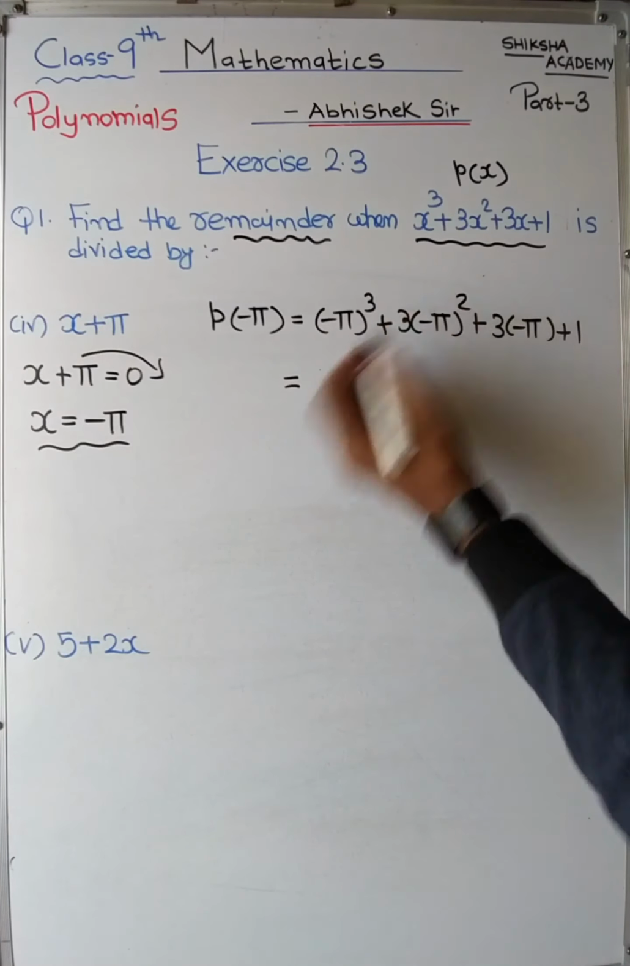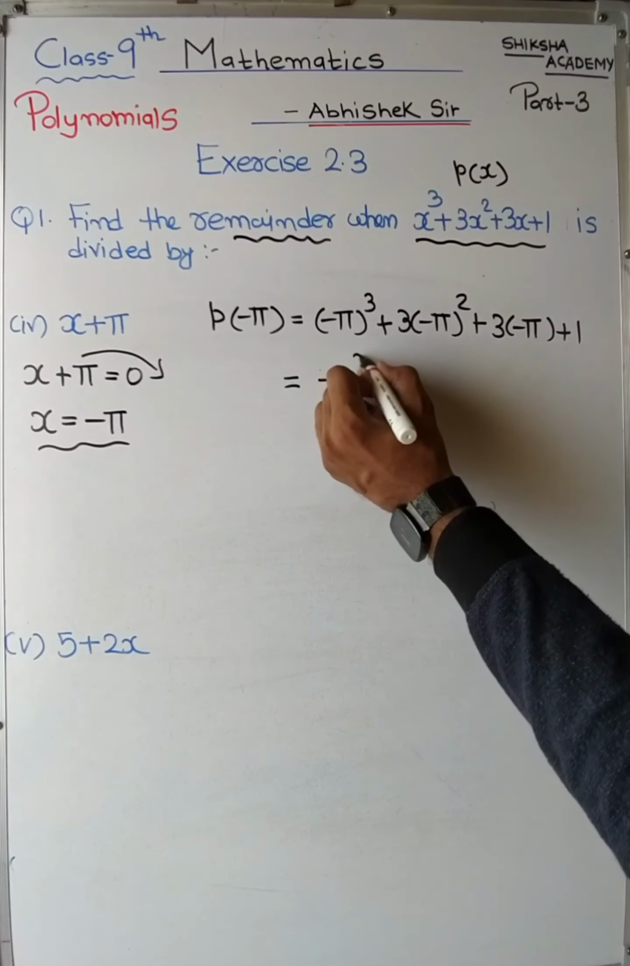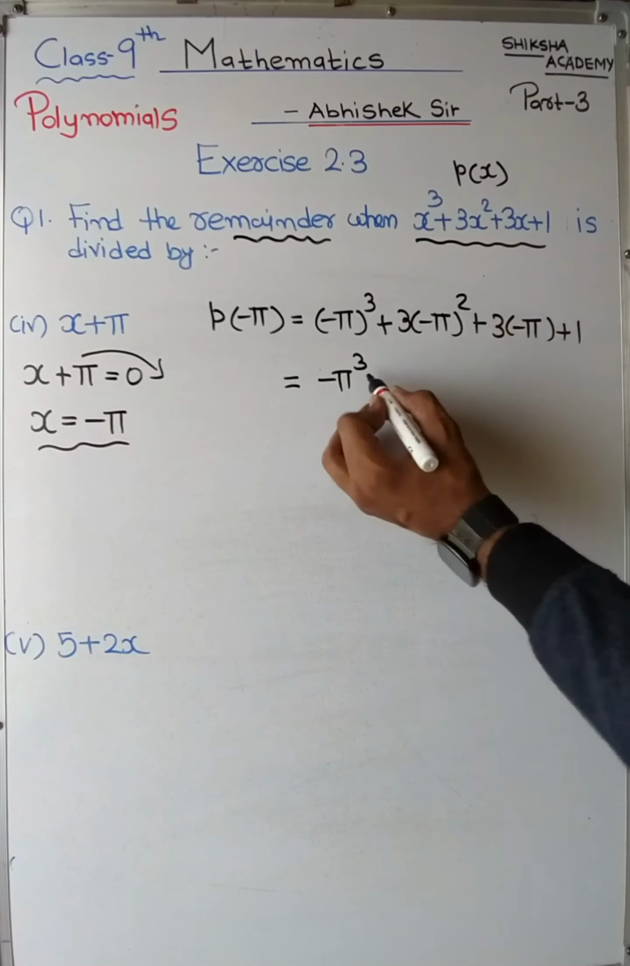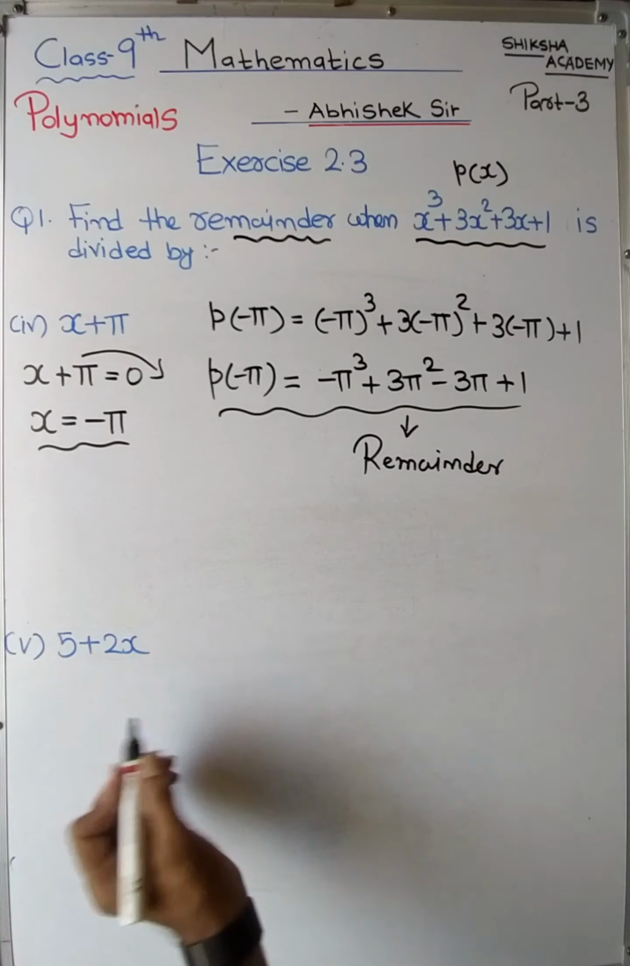Now what is (minus pi) cube? It is minus pi cube. (Minus pi) whole square is pi square, and it is to be multiplied with 3, so it will be 3 into pi square. Minus pi into 3 is minus 3 pi, plus 1 will be repeated, and we are not going further. We will consider this as our remainder. Clear? Moving on to the next question, that is 5 plus 2x.